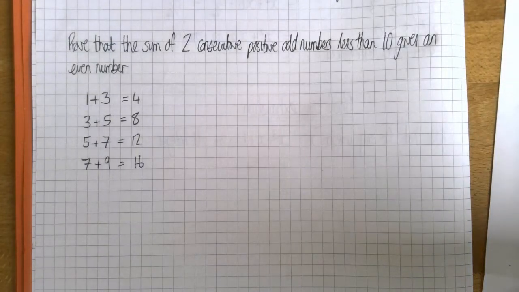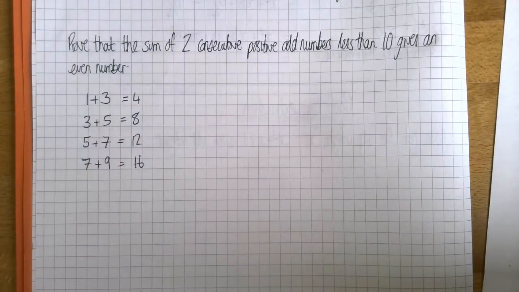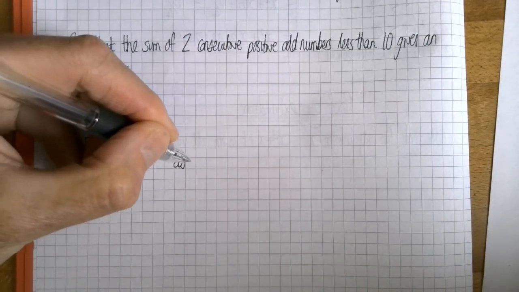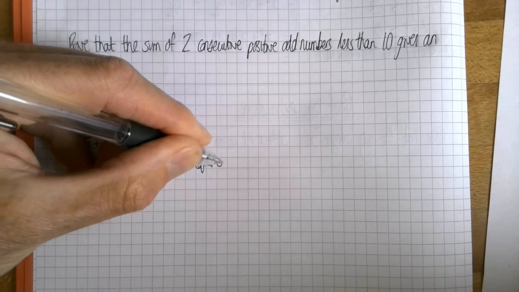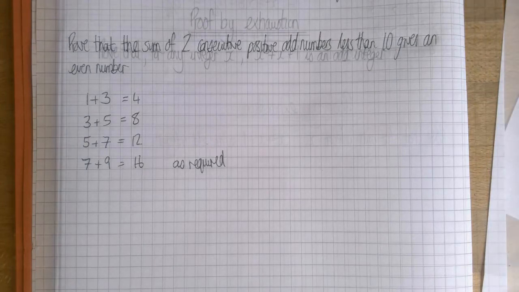Only 4 possibilities. We were talking about consecutive positive odd numbers less than 10. So that was only 1, 3, 5, 7 and 9. So these were the only combinations. They were all even, so we have proved it by exhaustion. Always that simple? Sadly not. Let's look at a couple of trickier examples.